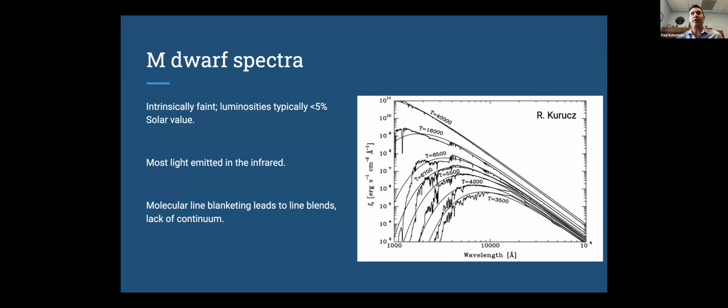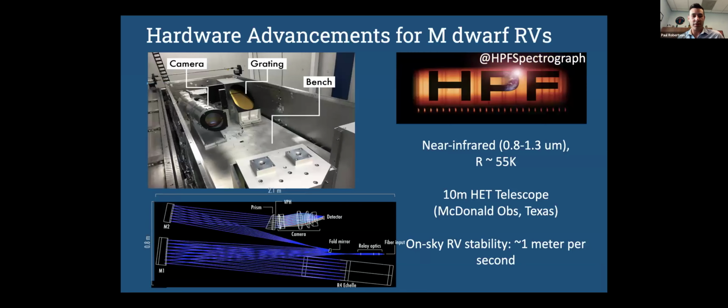And so one way to tackle this problem is to use infrared spectroscopy. And this is something that there have been big advancements, and I guess I'm giving a little bit of a preview for the next colloquium in this series. But I'll use the instrument that I've been a part of developing as a template here.